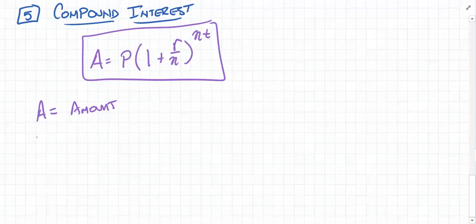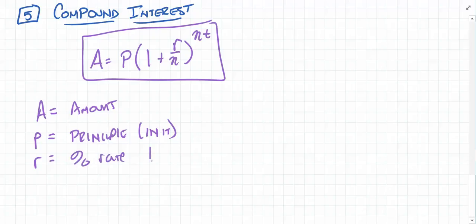What do you think the P represents? The principal. Okay, the principal means how much you start with. The principal is maybe like your initial amount. Okay, that's your initial amount. The R, what do you think the R is? That's your percentage rate, but it's expressed as a decimal. Okay, so if you have a 3% rate, the decimal will be 0.03. So your rate is a percentage represented as a decimal.